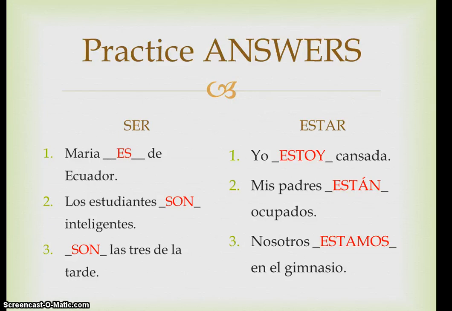If you look at the column on the right, number 1 is yo estoy cansada. We use the verb estar in this case to describe someone's condition. Number 2, mis padres están ocupados. In this case, we use estar because this is a condition as well.